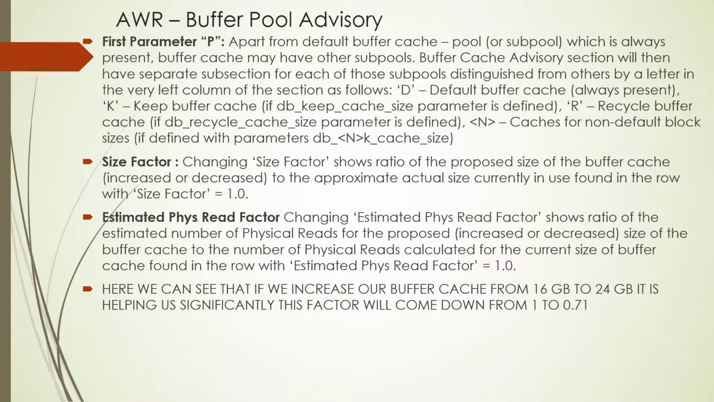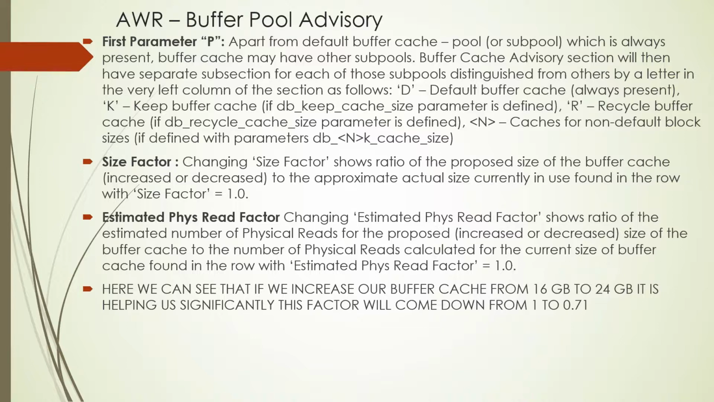K is for keep buffer cache. Then R is for recycle buffer cache. And N is for the cache for the non-default block. Okay, so usually you don't see all these things, but D will always be present in your AWR. Sometimes you have K and R. So size factor is nothing but it shows how the proposed size of your buffer cache will impact things when you are changing the size factor, right?